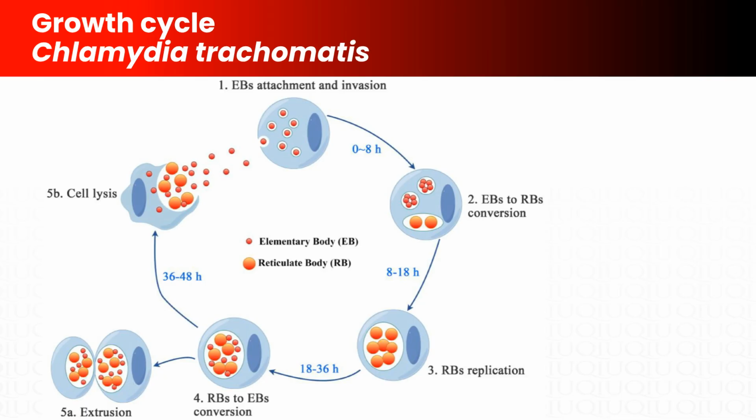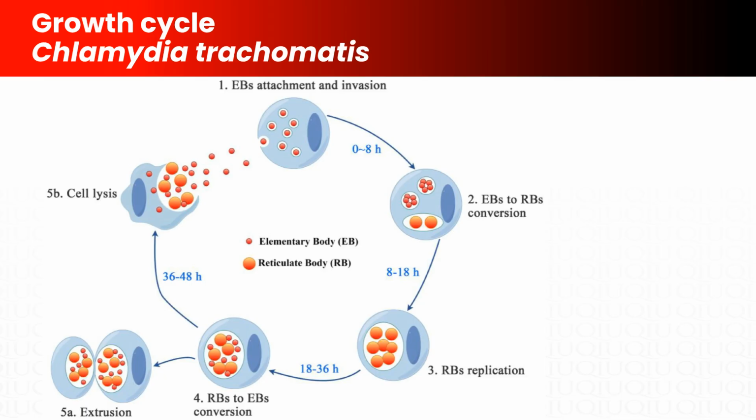When an elementary body contacts a susceptible host cell, it attaches to the cell surface. The EB then stimulates its own uptake by the host cell through receptor-mediated endocytosis. Essentially, the chlamydia tricks the cell into engulfing it. Once inside the cell, the elementary body is contained within a membrane-bound vacuole called an inclusion. Remarkably, chlamydia have evolved mechanisms to prevent the inclusion from fusing with lysosomes, which would normally destroy the internalized bacteria. This allows the chlamydia to create a safe intracellular niche where it can survive and replicate.